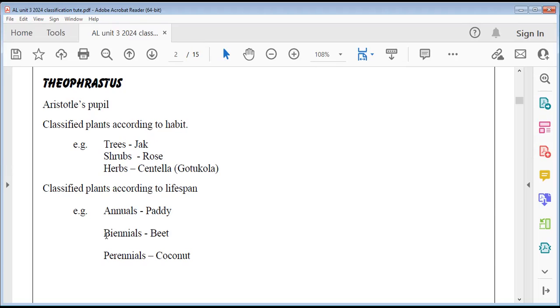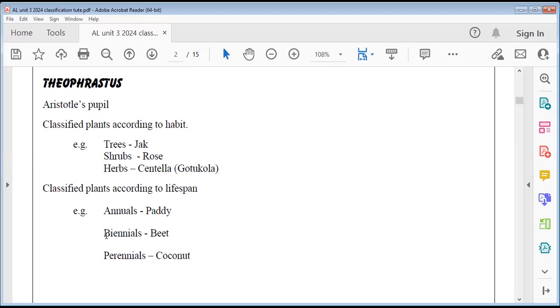He was very much interested in botany, plants. So he did a classification on plants. One according to their size, habit: trees, shrubs, herbs. Second, he did a classification according to their lifespan. If the plant lives within 1 year, annual; within 2 years, biennials; more than 2 years, perennials. Some kind of contribution those people did.